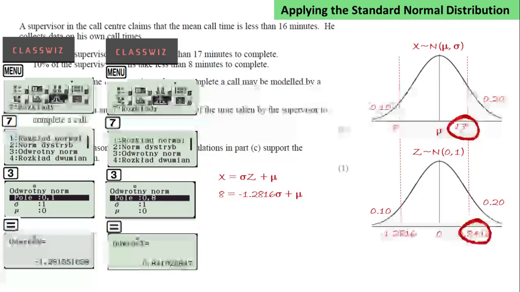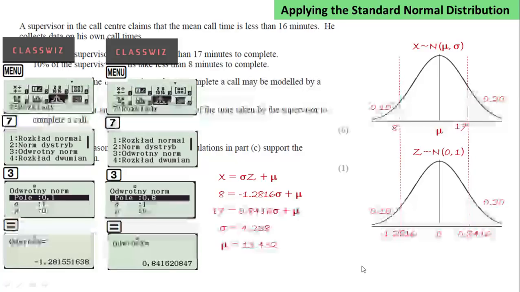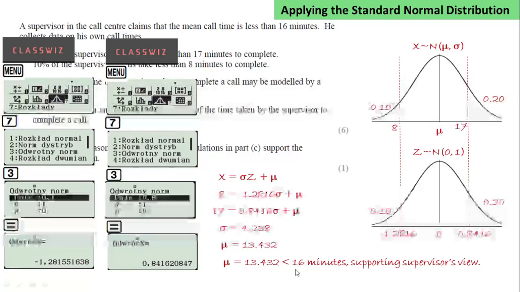These two corresponding values I can plug into the relationship between the variables. Two simultaneous equations in two unknowns. I can solve it to get sigma and mu. Okay, here we can see that mu is less than 16 minutes, and therefore that information supports the supervisor's view.